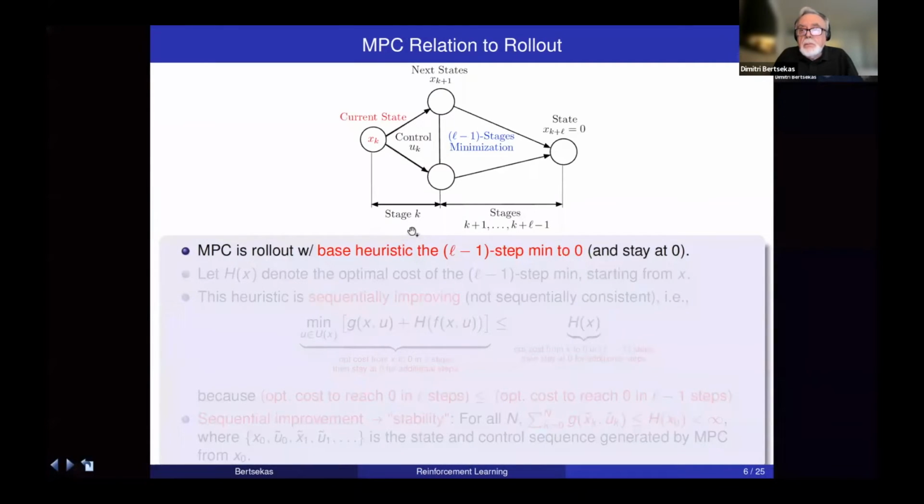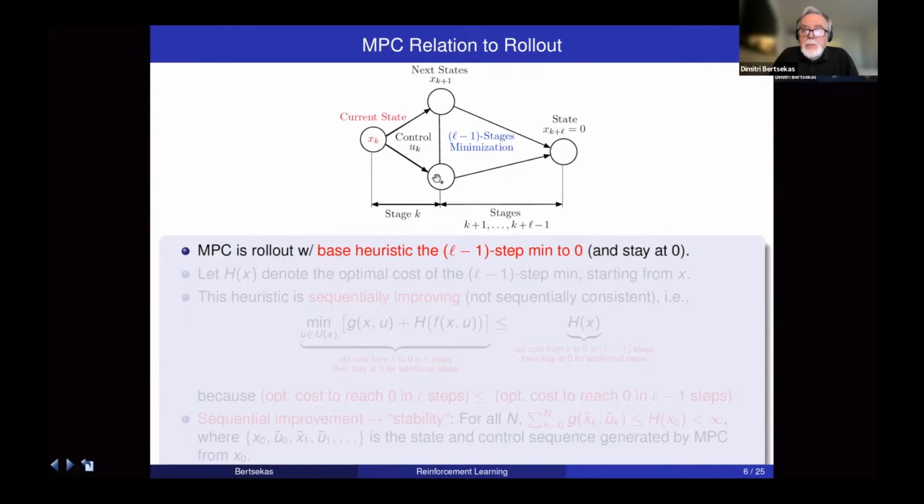So what does rollout do? It minimizes over Q factors, and these Q factors involve minimization over the first stage, over the control: the Q factor at xk and uk. It calculates this Q factor and then applies a base heuristic for the remainder. So this looks pretty much like what we have in MPC. And in fact, you can see that MPC is rollout with the base heuristic being an L-1 step minimization to 0. Not L-step minimization. The base heuristic is the L-1 step minimization that is at the tail end of this figure. So this is first step minimization, and then base heuristic and L-1 stages minimization.